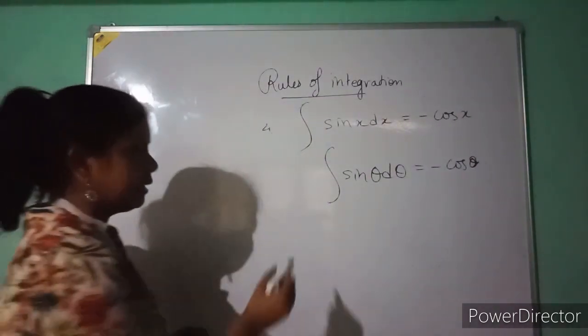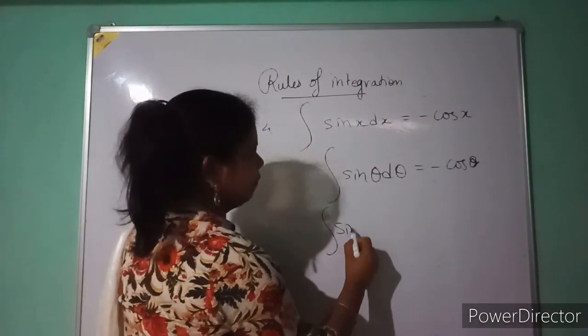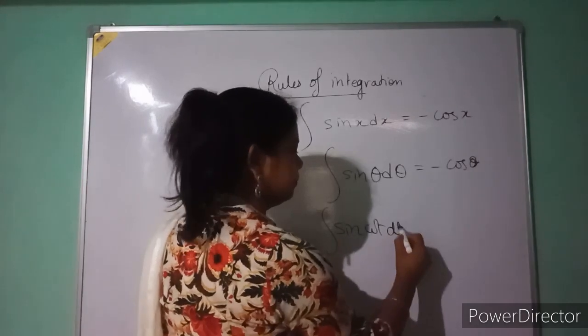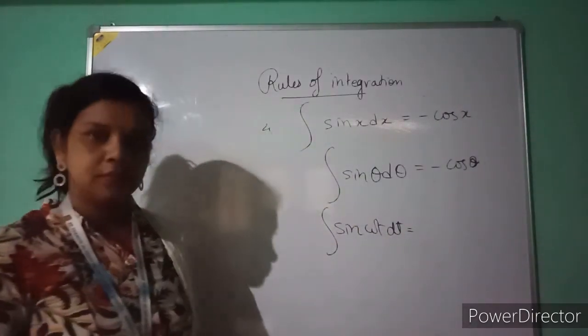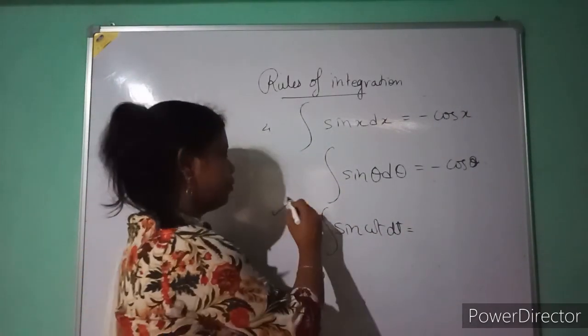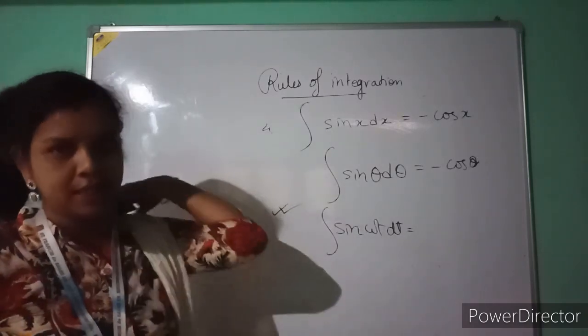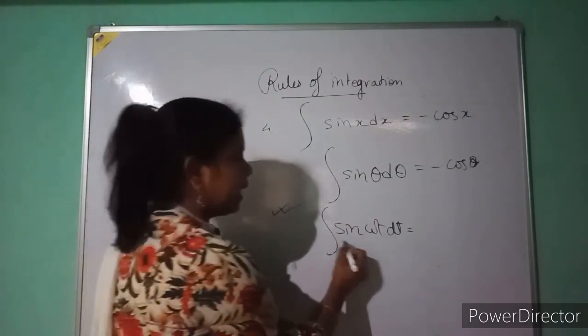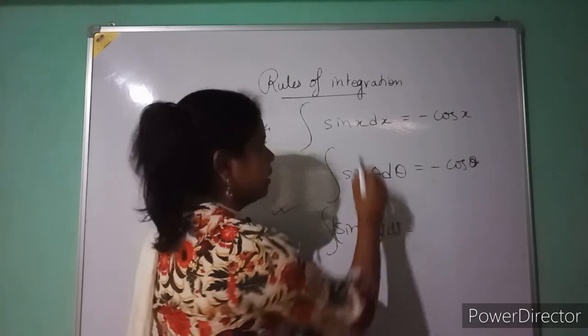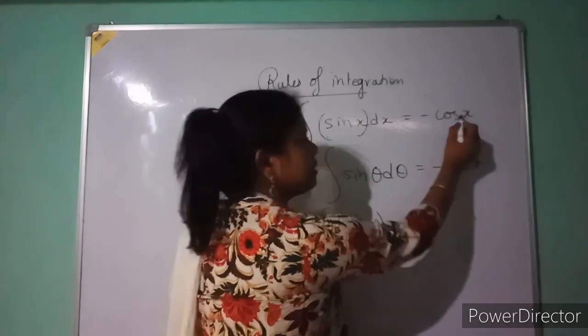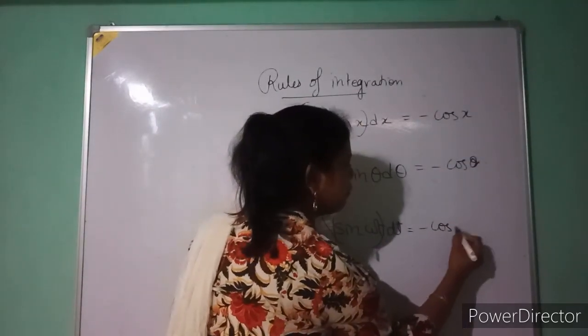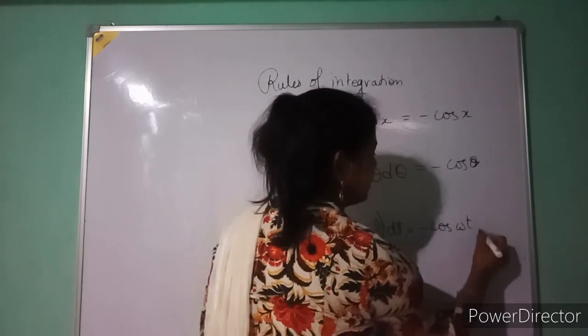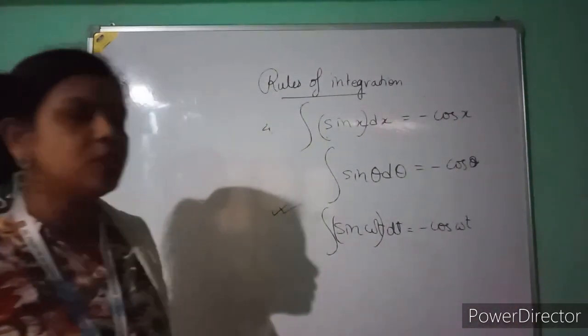Can I give another one? Let me show you. Integration of sine of omega t dt. I have written this one, and I am going to use it many times. Sine of omega t dt. Yes. So sine omega t, this is the first term. Sine x means minus cos x. So I will write minus of cos of omega t. The formula is what you know.